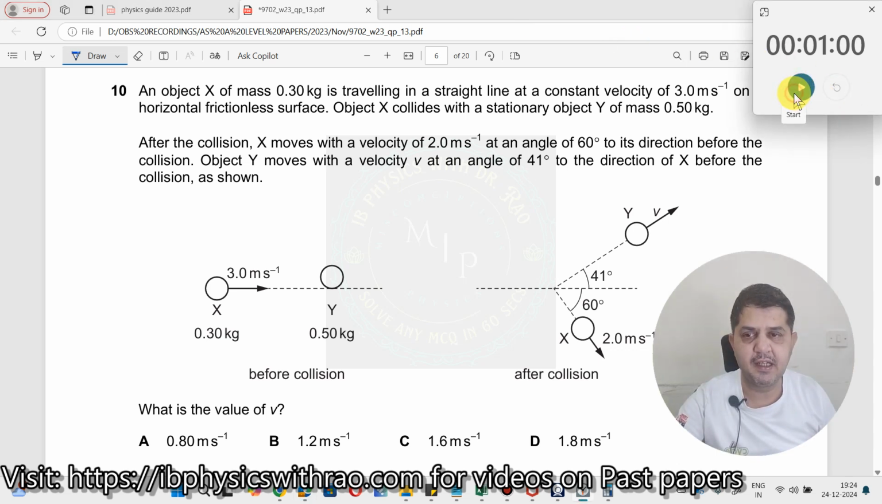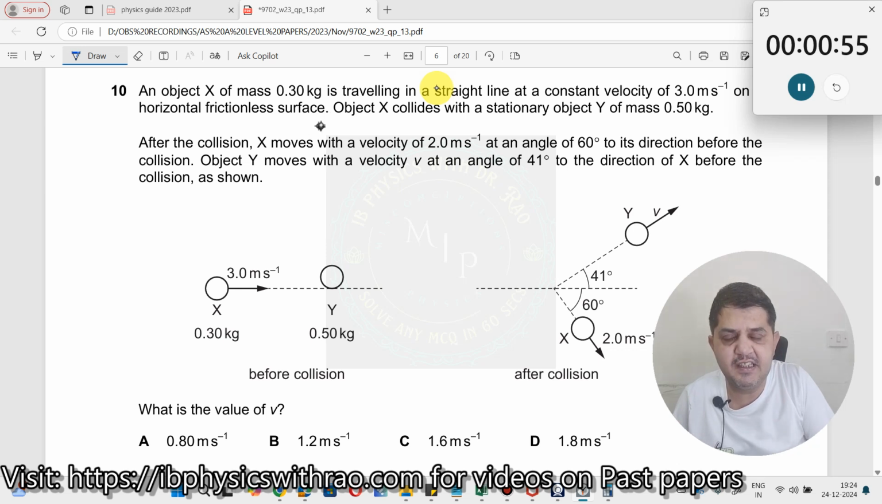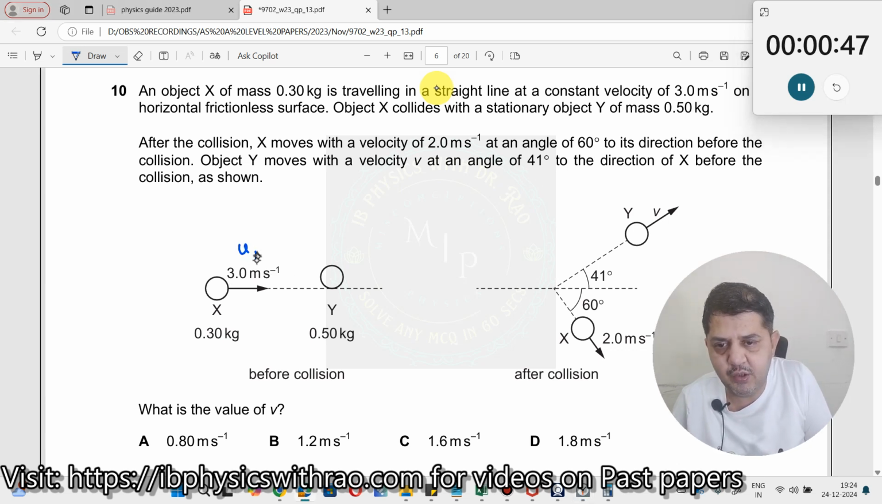Okay, question number 10. An object x of mass 0.3 kg is traveling in a straight line at a constant velocity of 3 meter per second. Let me assume this is your velocity u1 and this is your mass m1. On a horizontal frictionless surface, object x collides with a stationary object y of mass 0.5 kg.